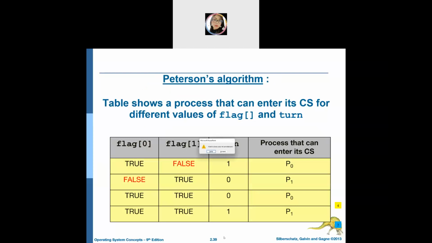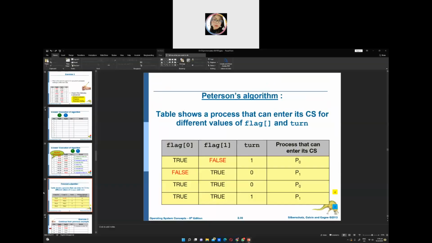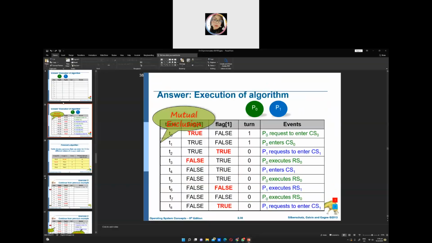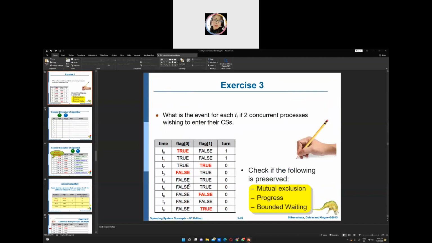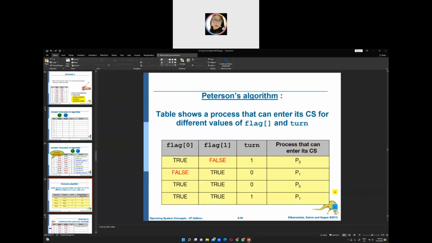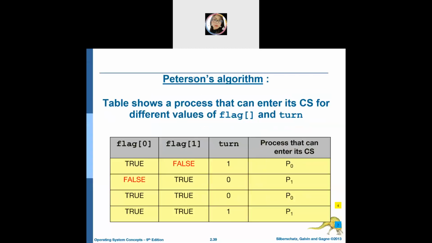Then it's going to continue depending on the scenario that you need to focus on, depending on the given table here. Maybe, let's say, after this it is going to be true or false. So what happened? Here is the Peterson algorithm, which is similar to just now.